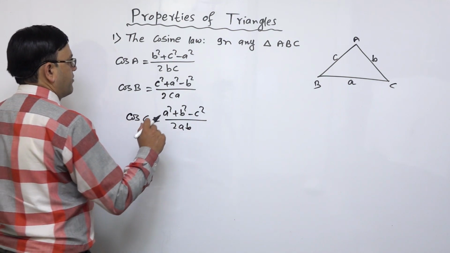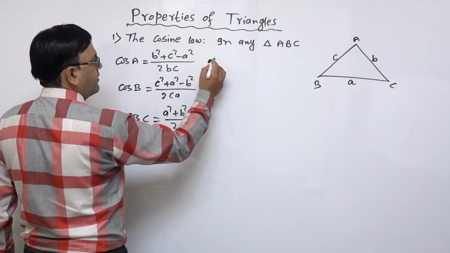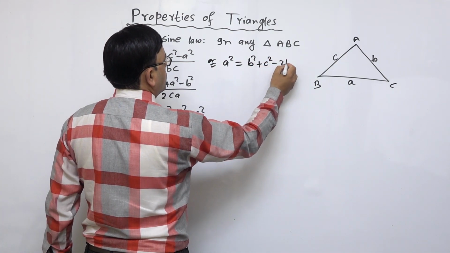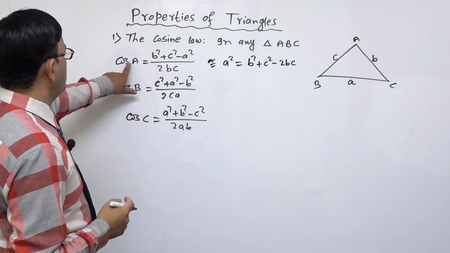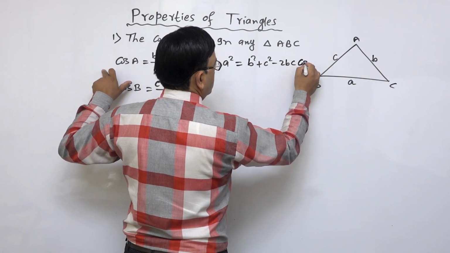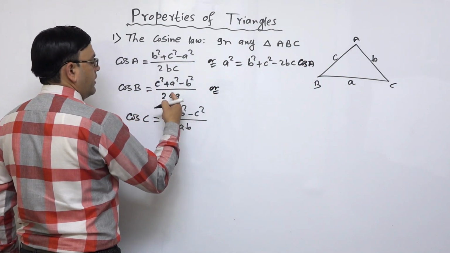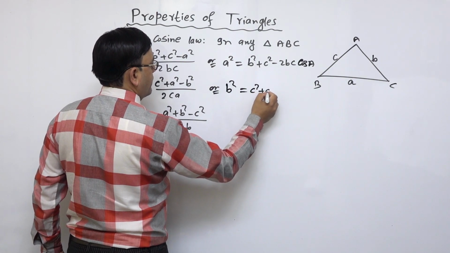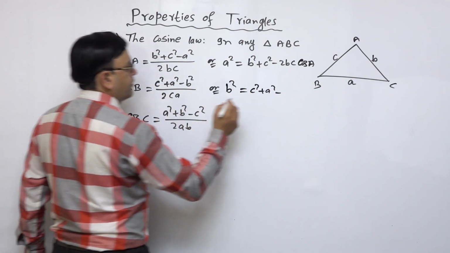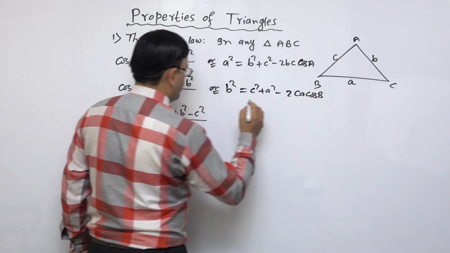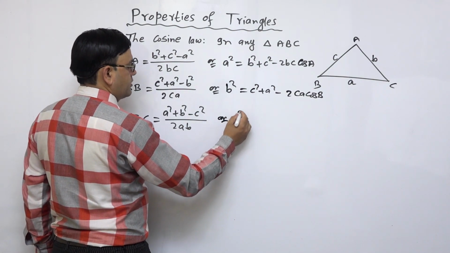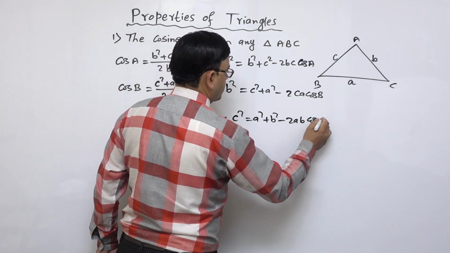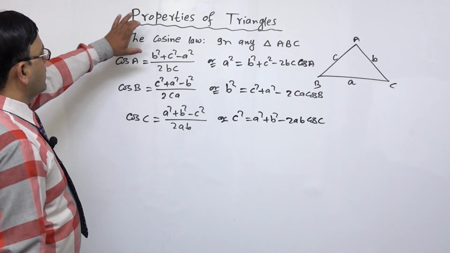And we can write a square is equal to b square plus c square minus 2bc cos A. Also, b square is equal to c square plus a square minus 2ca cos B. Also, we can write c square is equal to a square plus b square minus 2ab cos C. This is known as the cosine law.